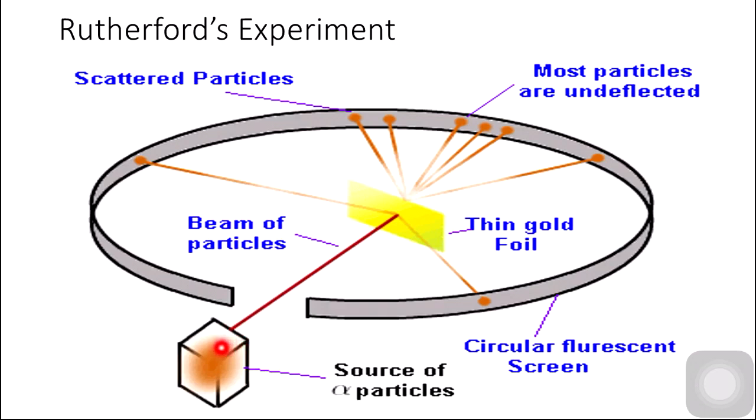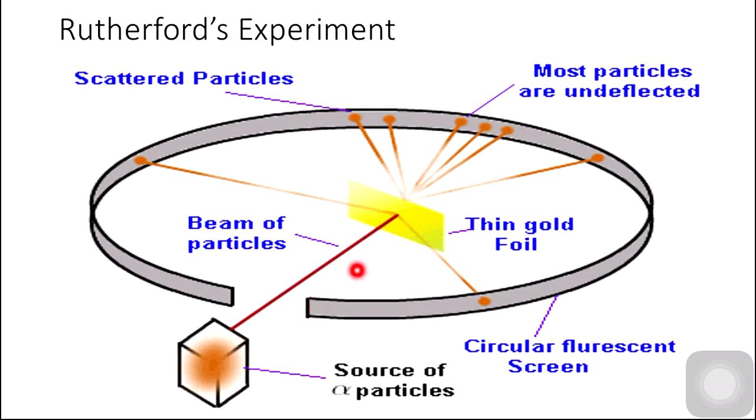Here the term radioactive means the element produces radiations, and here the radiations are alpha particles. If we talk about the nature of alpha particles, they are doubly positively charged helium nuclei. Doubly positively charged means they have a positive 2 charge.